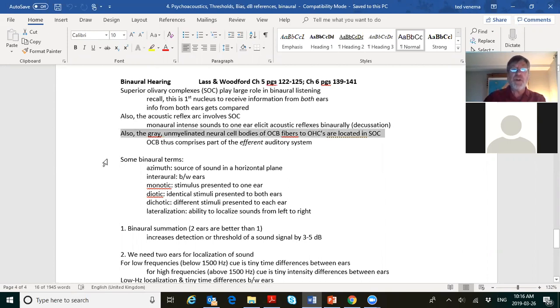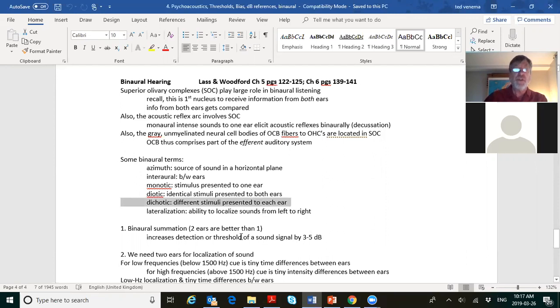Some binaural terms. Monotic is one ear. Diotic is identical stimuli to both ears. Dichotic is different stimuli to both ears. We're going to look at dichotic much more in anatomy, when we're nearly done with anatomy, because we're going to be looking at the hearing centers of the brain. Children with learning disabilities are often tested with dichotic digits to test if they have learning disabilities. We'll talk about that way later on.